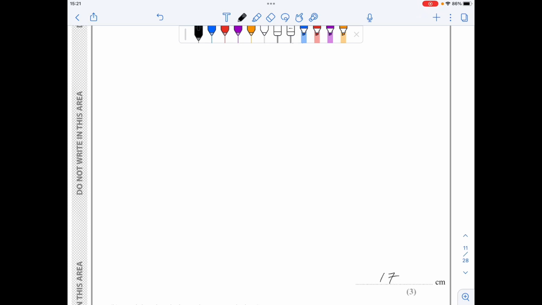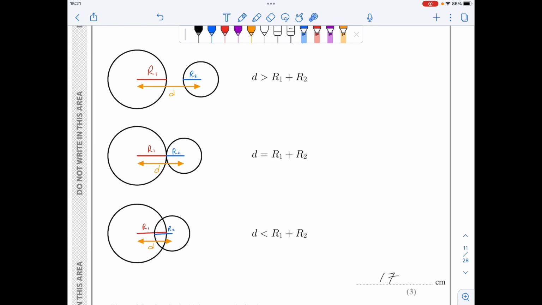For part B, I'll need to investigate before I answer. Consider the following 3 cases. In all 3 cases, I have 2 circles. The red line is the radius of the big circle, and the blue line is the radius of the small circle. And the distance D in orange is the distance between the 2 centers.